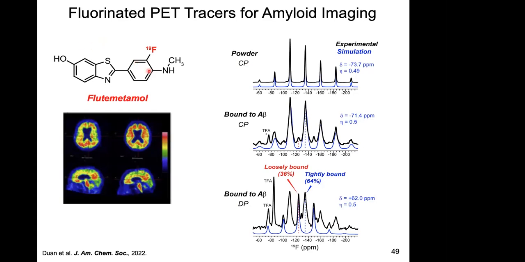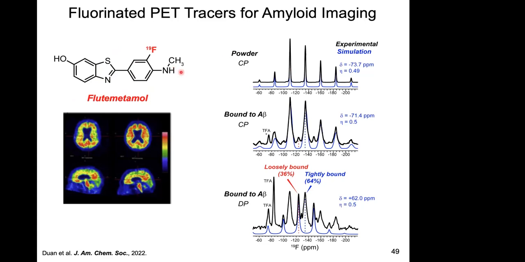Flutometamol is this aromatic compound that is not really all that different from thioflavine T. All of these aromatic reagents basically have a propensity to bind beta sheet amyloid-rich kind of proteins. And the fluorine is here. Flutometamol is the fluorinated version of a very well-known non-fluorinated A beta imaging agent called Pittsburgh compound B. It's known to bind A beta fibrils.